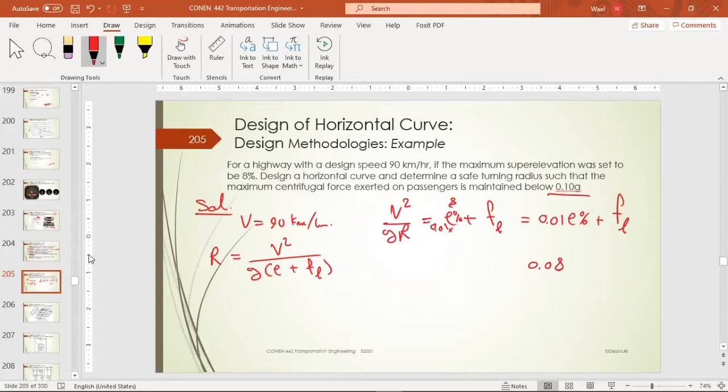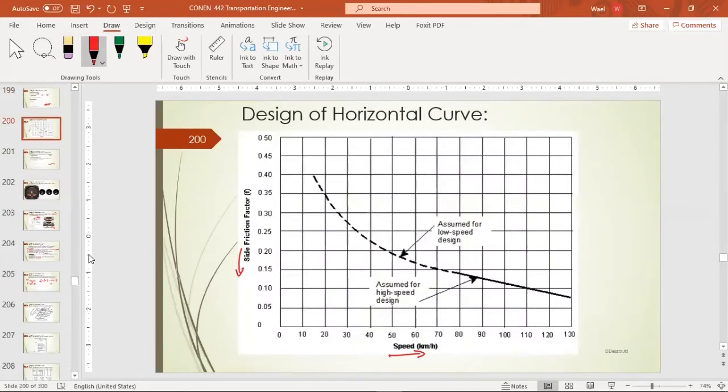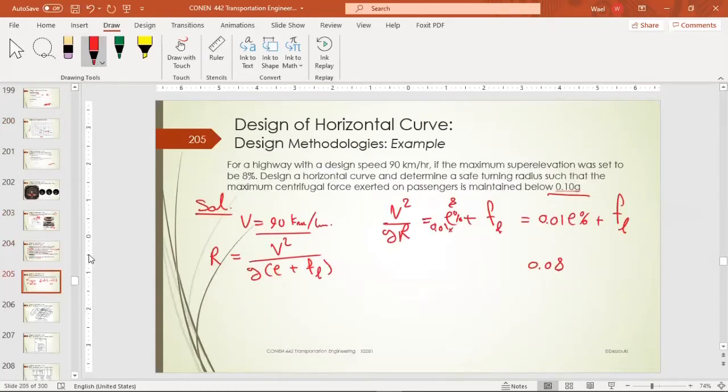Let's look for the 90 kilometers per hour. It allows for how much side friction? I think 0.13. But it says here that the maximum centrifugal force exerted on passengers is maintained below 0.1 G. That means F should be less than or equal to 0.1. This is what it means.